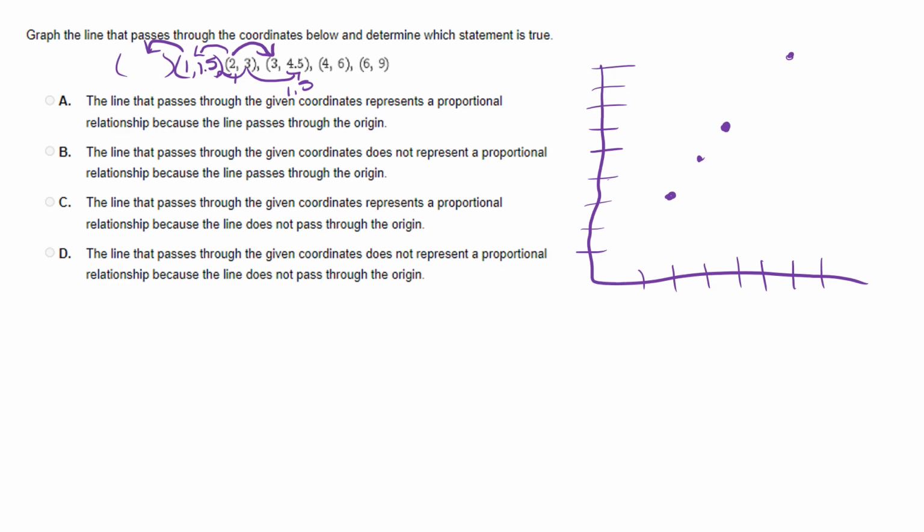1 minus 1 is 0. 1.5 minus 1.5 is 0. Oh, good. That means I am going to be at the origin. So I can draw my line. Okay, so this line that passes through the given coordinates represents the proportional relationship because it also passes through the origin. Great job. So A is our answer.